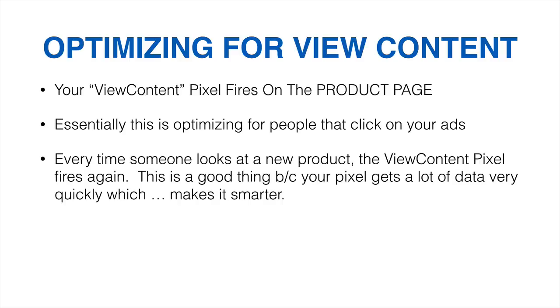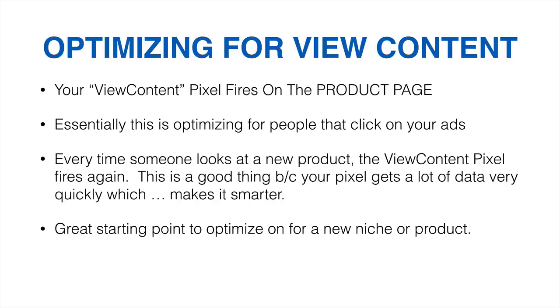and every time someone looks at a new product, the view content pixel fires again. So this is a really good thing because your pixel gets a lot of data very, very quickly. If somebody clicks on your ad and views like 7 different products on your website, you're going to get 7 pixel fires because they viewed 7 different products, okay?